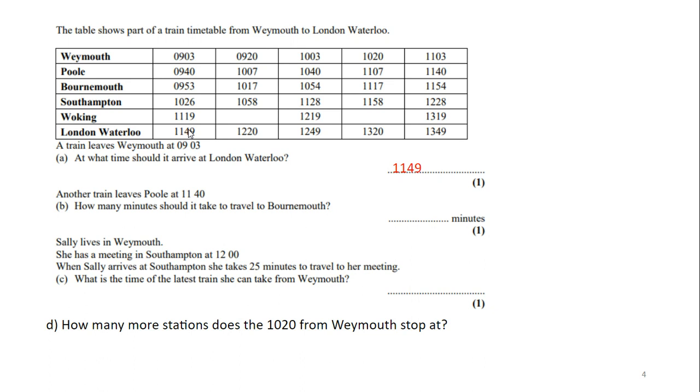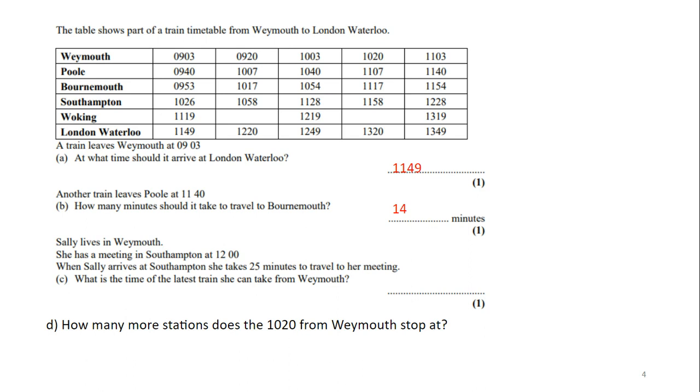Question B says, another train leaves Poole at 11:40. So this time Poole is here. So where's the 11:40 train? That's this train here. How many minutes should it take to travel to Bournemouth? So 11:40 it leaves Poole, and then Bournemouth is the next station. So from 11:40 to 11:54, it took 14 minutes.